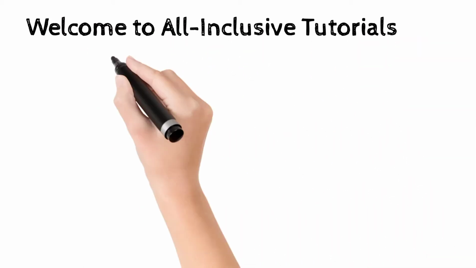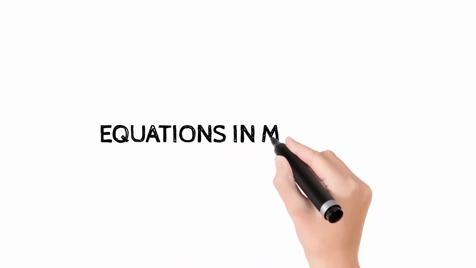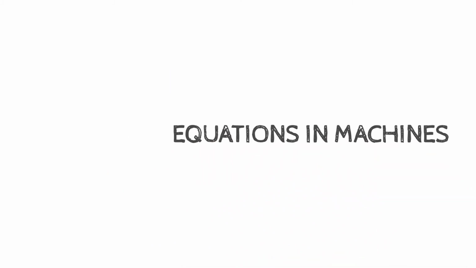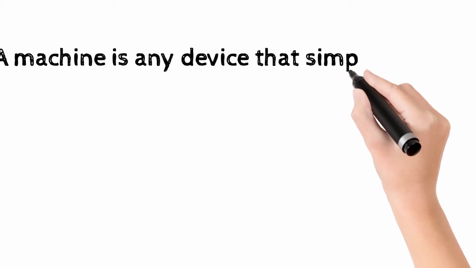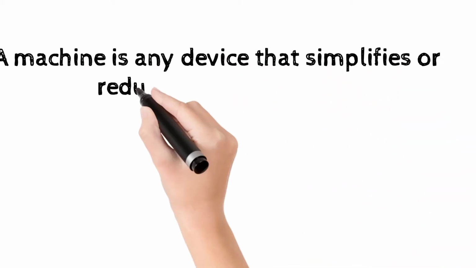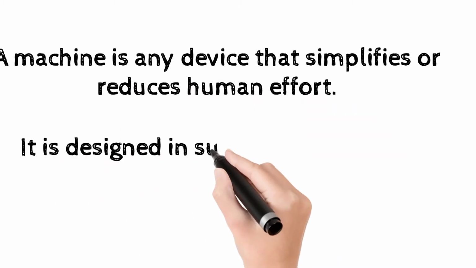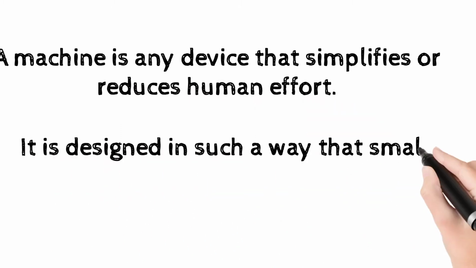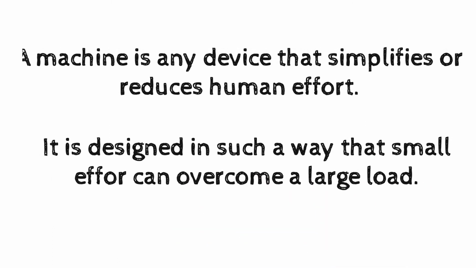In our tutorial today, we'll be looking at equations in machines. Before we proceed, we need to define what a machine is. A machine is any device that simplifies or reduces human effort. Every machine is designed in such a way that small effort can overcome a large load.